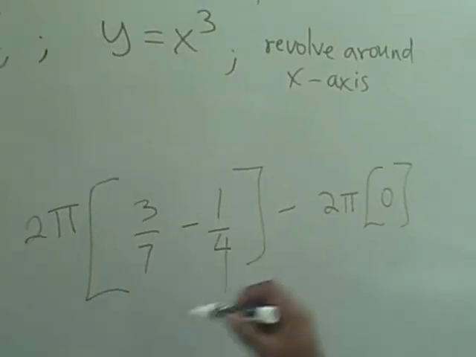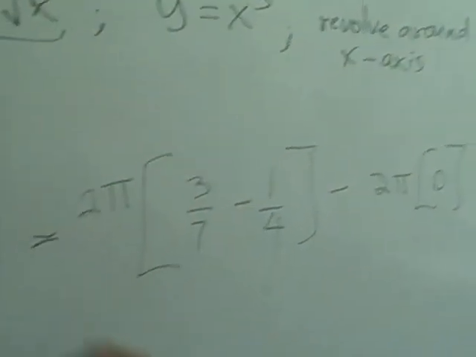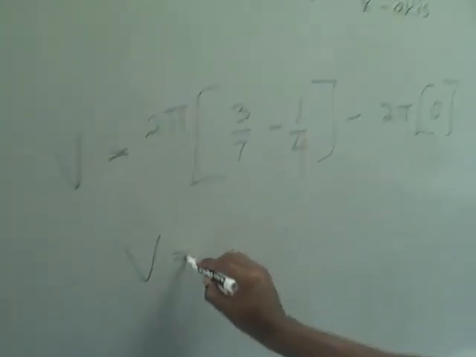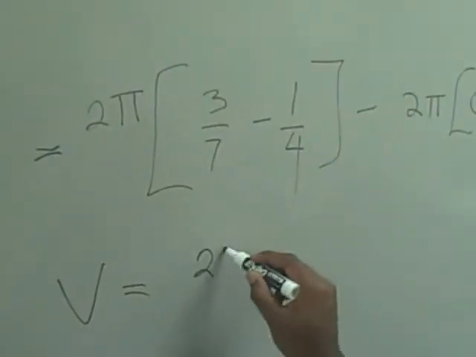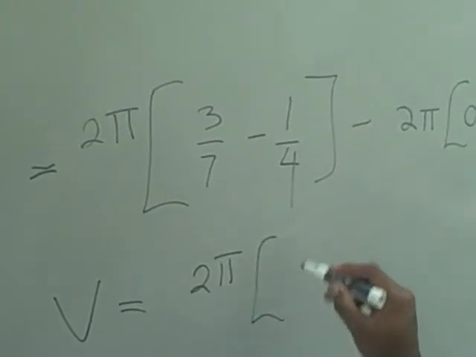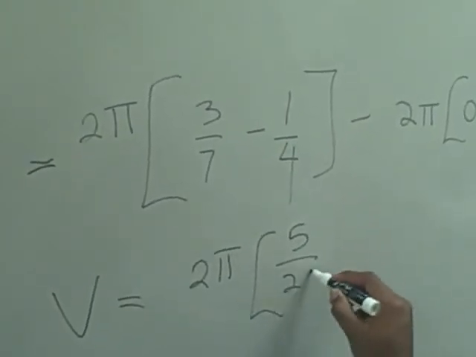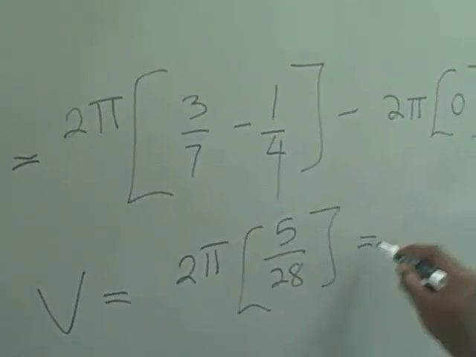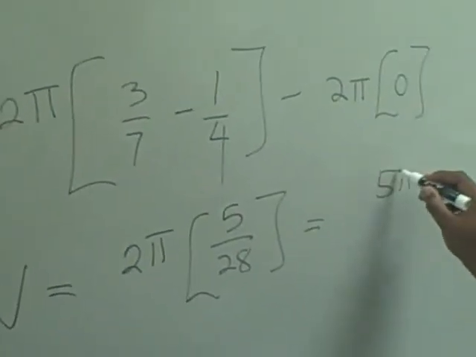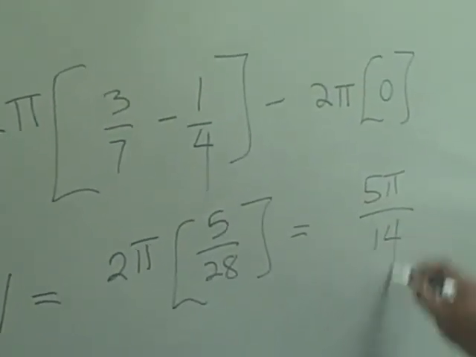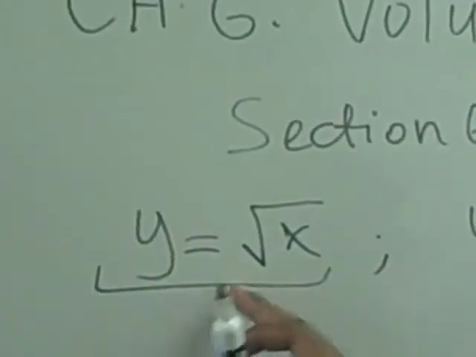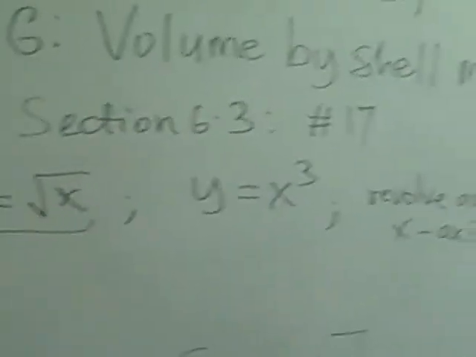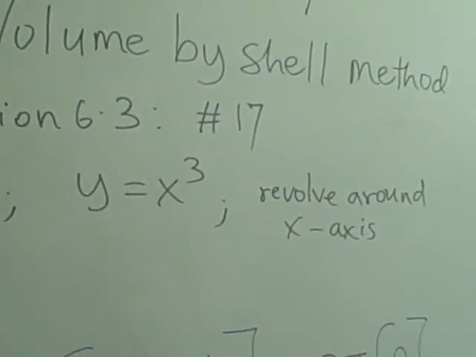So if you work this out, you find out that V equals 2 pi times 5 out of 28, and that equals 5 pi over 14. So that's the volume we get when you revolve the area formed by the intersection of these two graphs about the x-axis using the volume by shell method.